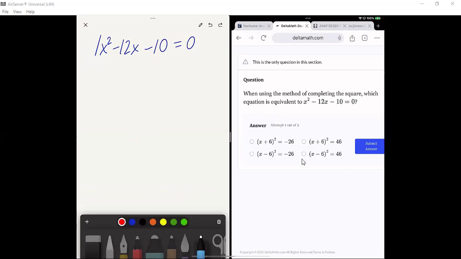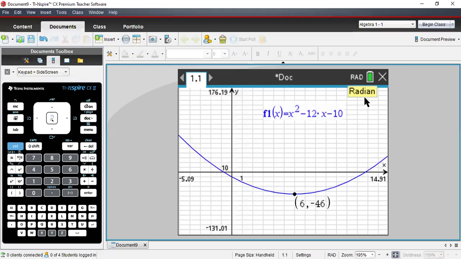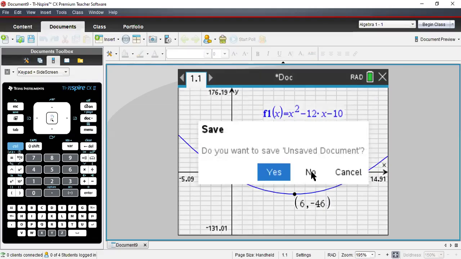I'm going to work backwards. I'm going to take this equation, graph it, and find the minimum, and once I have the minimum, I can go backwards to find the correct answer. So let me show you exactly what I mean. Let me get the calculator right here. Let me get rid of this and let's start this over.